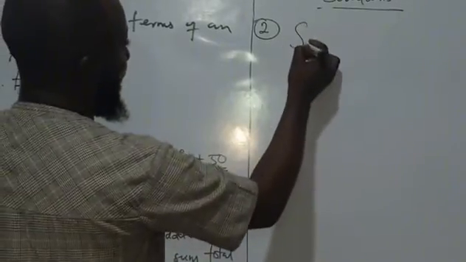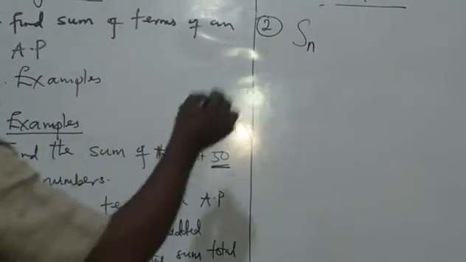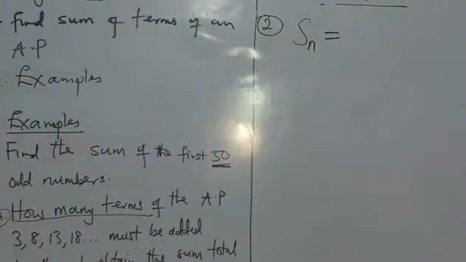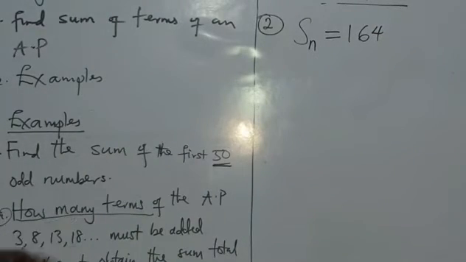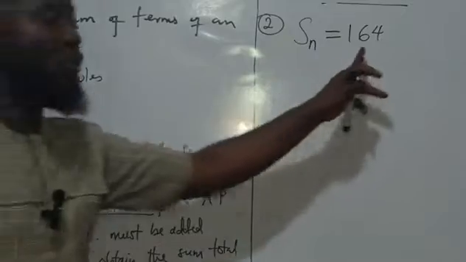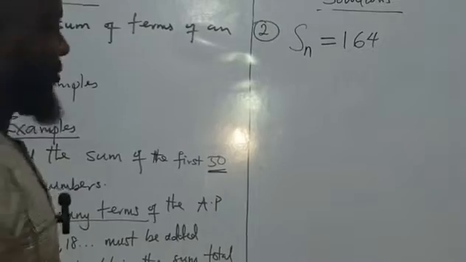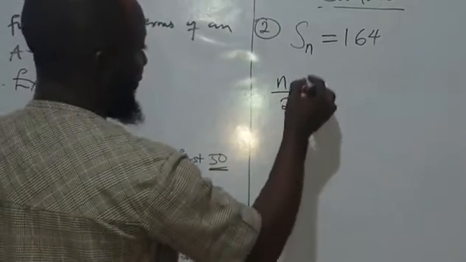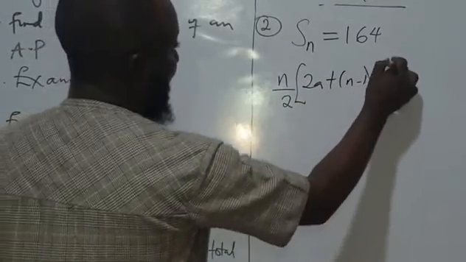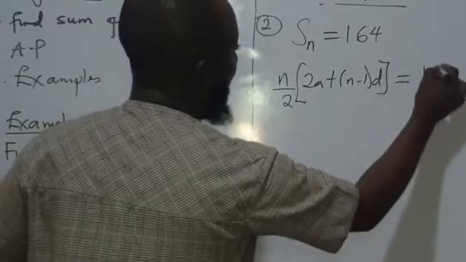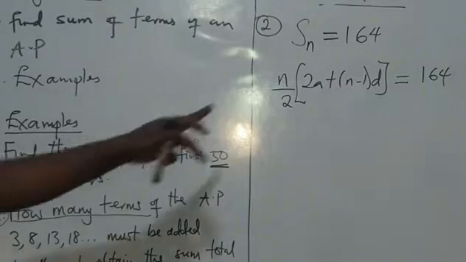So meaning that the sum of n, which we don't know, must be equal to 164. Now, what is the formula for calculating the sum of n terms? That is n over 2 into bracket 2a plus n minus 1, close the bracket, then d, must be equal to 164. So we now need to tell what n is. We don't know n. It is n that we're looking for.